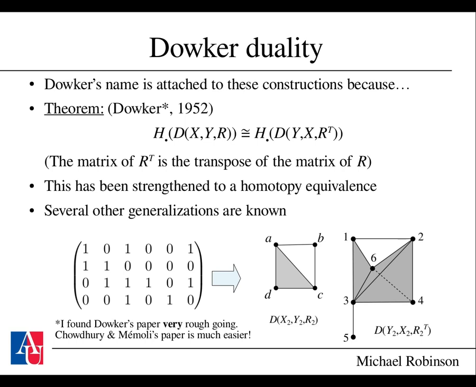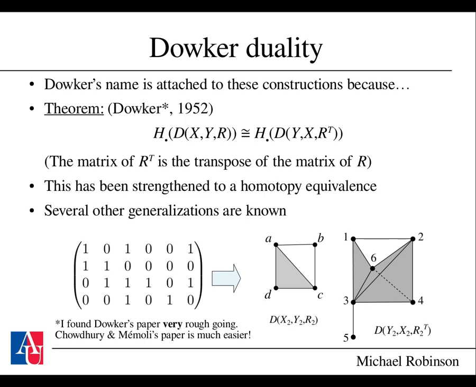Here's a Dowker complex and the Dowker complex for its transpose shown on the slide. They look rather different. They have totally different number of vertices. The maximum dimension of the simplices are different. The transpose one even has an extra flare, the 3 to 5 edge. But it turns out these are actually homotopy equivalent.